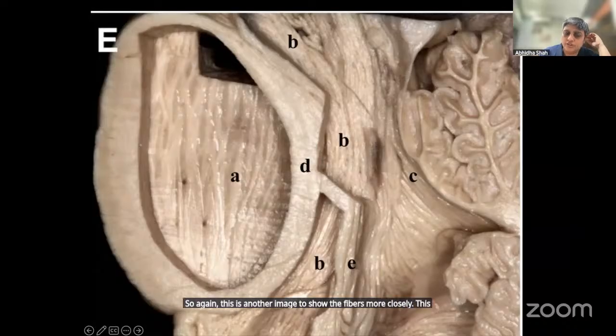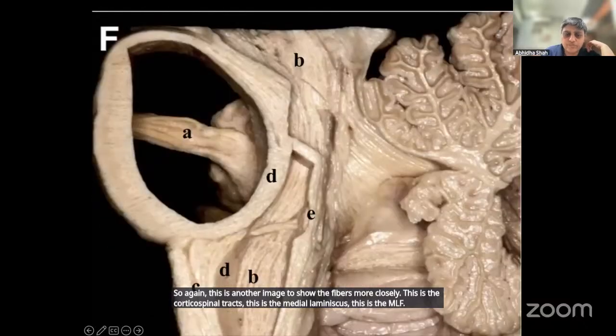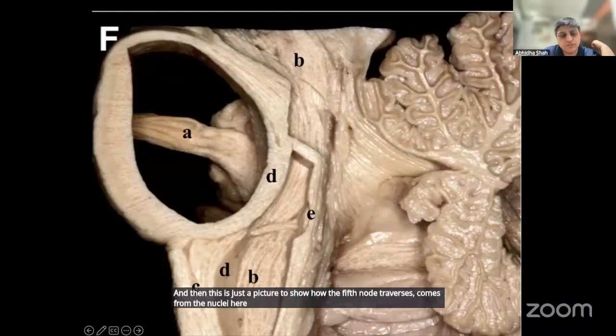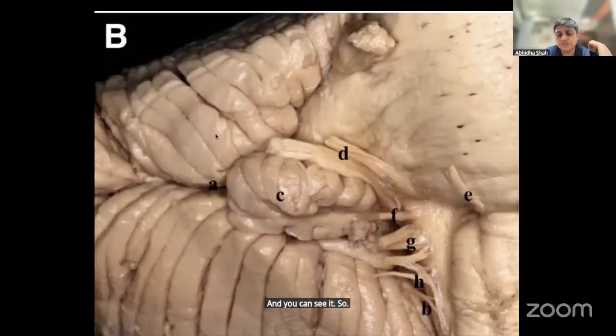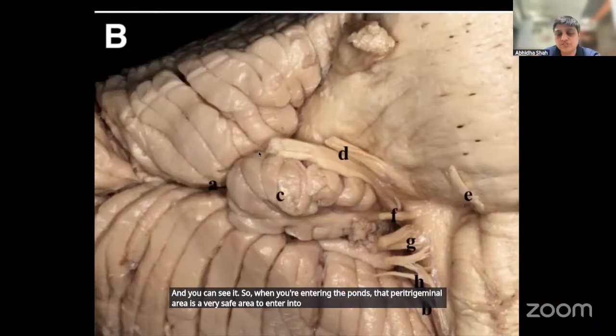This is the corticospinal tracts. This is the medial lemniscus. This is the MLF. And then this is just a picture to show how the fifth nerve traverses, comes from the nuclei here and comes out on the lateral aspect of the pons, and you can see it. So when you're entering the pons, that peritrigeminal area is a very safe area to enter into the pons, which I will show you.